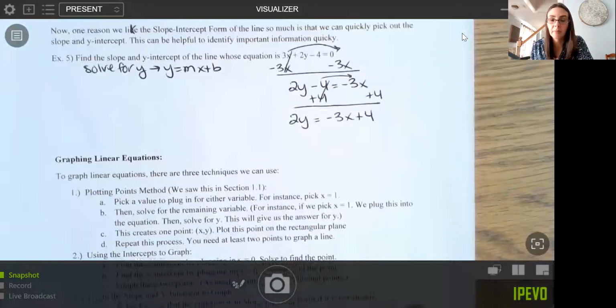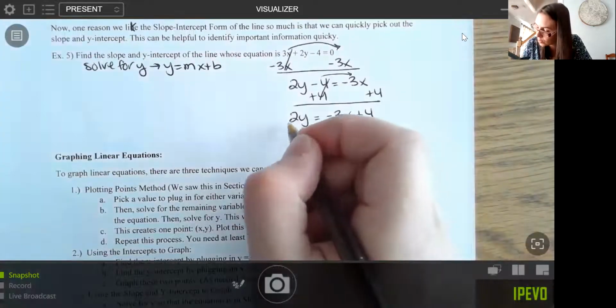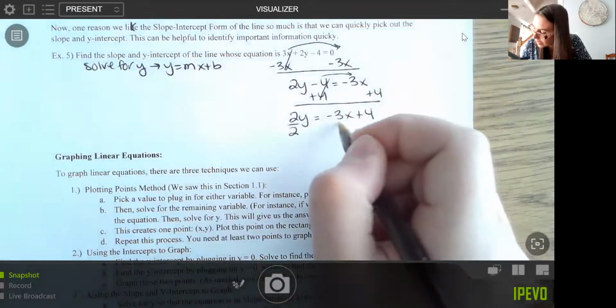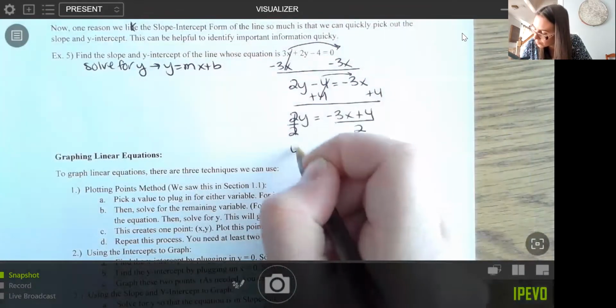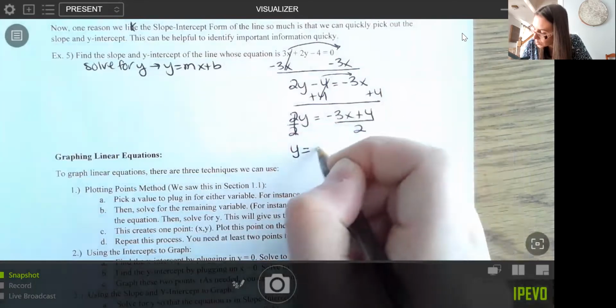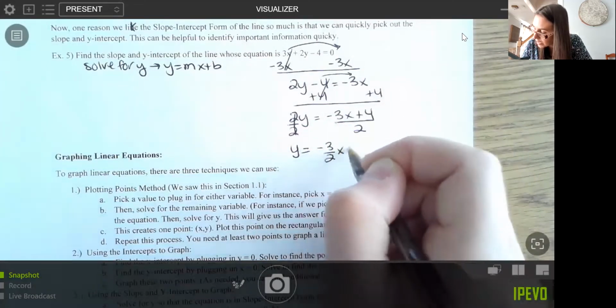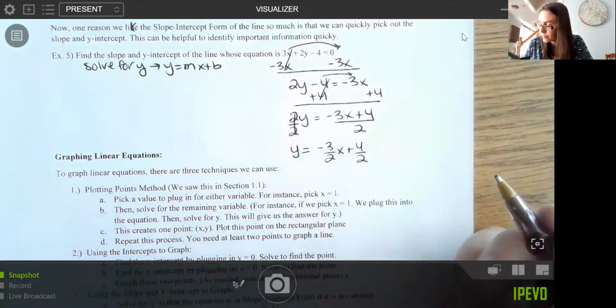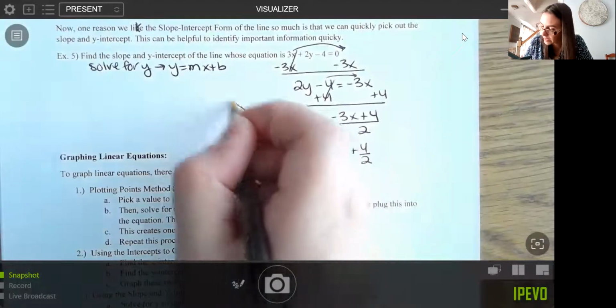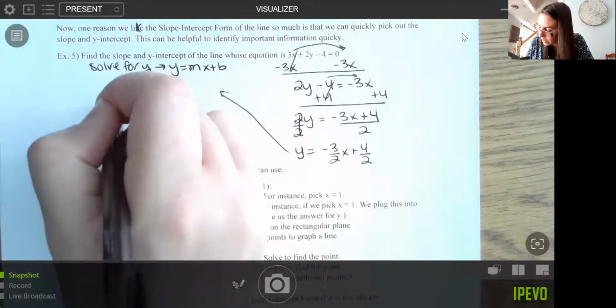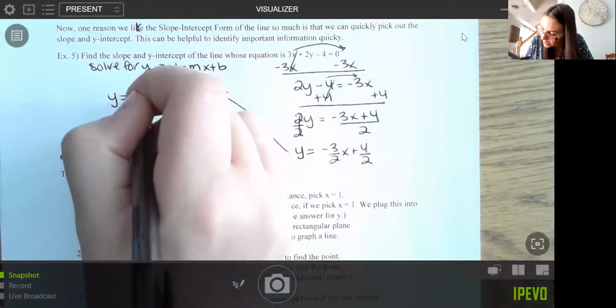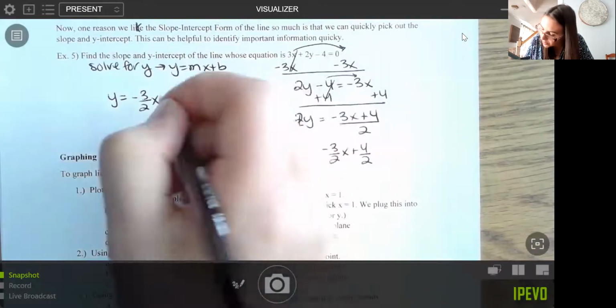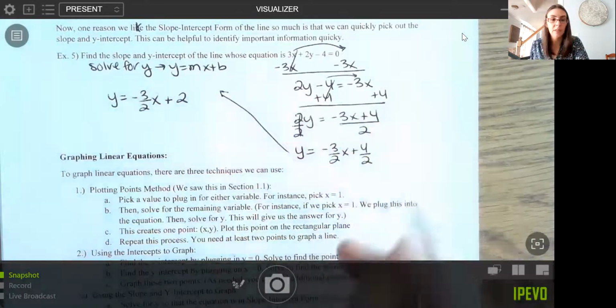So that looks much better. I'm not quite done though. I do need to get rid of the 2. So when I divide, you are dividing both sides by 2, but really that means you're dividing each piece by 2. So you do want to split this on the right side and just clean it up. So I'm going to end up with y equals negative 3/2 x plus 2. 4 divided by 2 is 2.